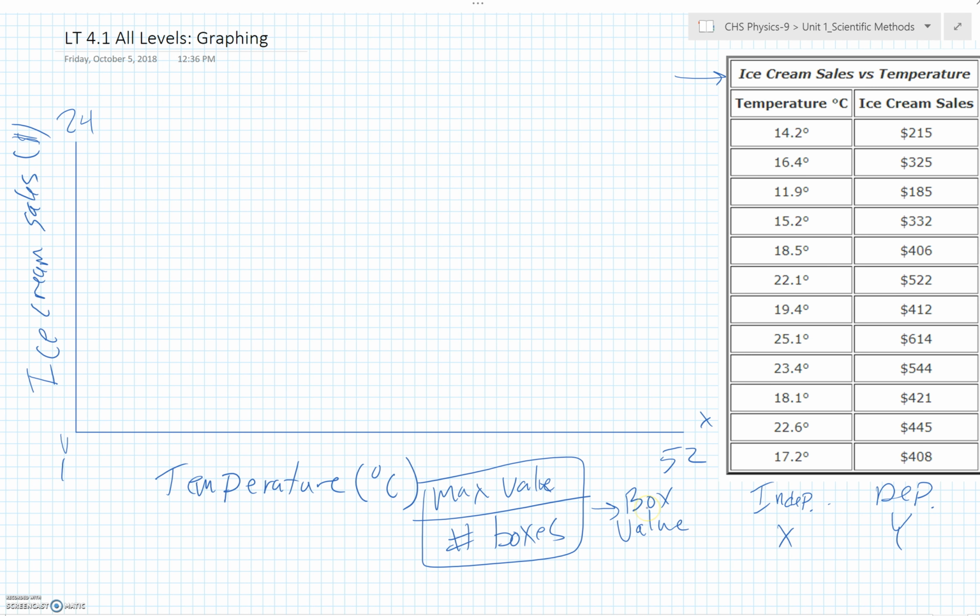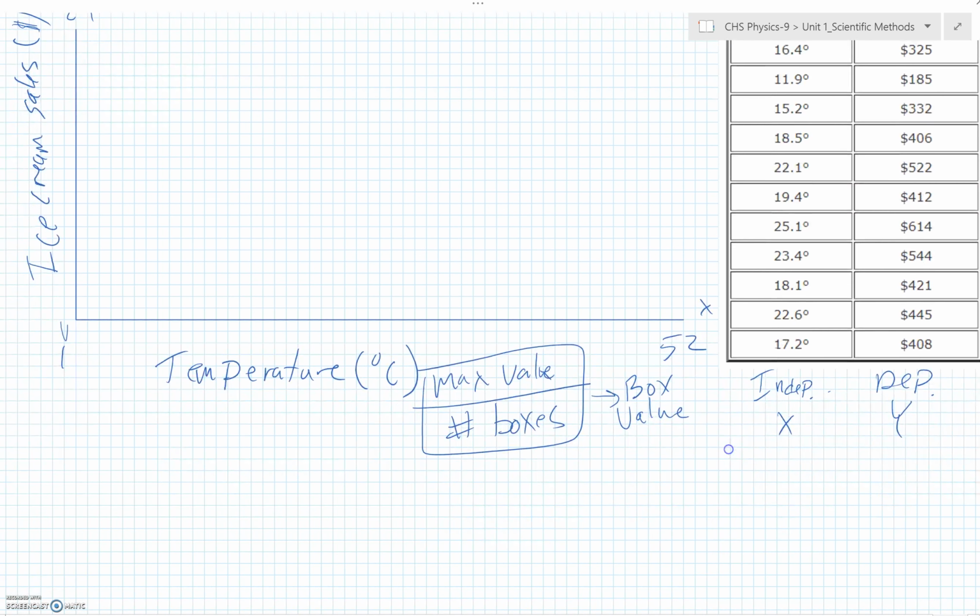If you end up with a box value of 5, each box would be worth 5 whatever. So in this case, 5 degrees Celsius. So we would go 5, 10, 15, 20, 25, 30, 35, 40, and so on, until we'd fill up our axes. Now, almost every single time that you do this, you will end up with some weird decimal. So if you get a weird decimal, like say 4.8, you need to round up.